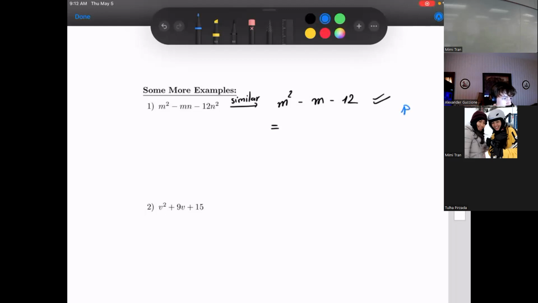Of course, we have product is -12, sum is -1.